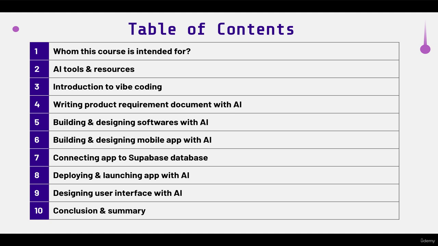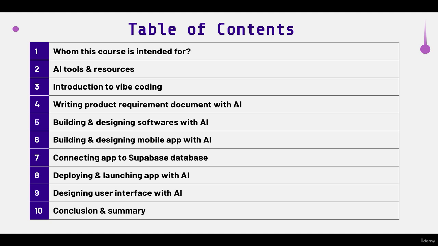In this chapter, we are going to create a comprehensive product requirement document using 2 AI tools. The first one is Miro and the second one is Microsoft Copilot. The PRD will cover technical requirements such as data structure, system architecture, API endpoints, database design, and user interaction flows. Okay, now let's move on to the next chapter, chapter 5, Building and Designing Software with AI.